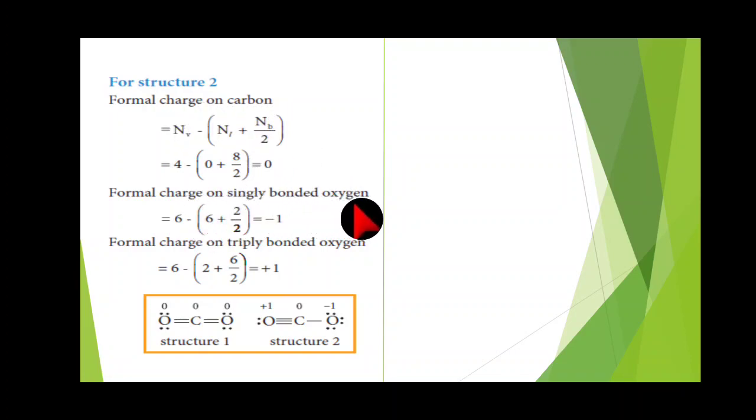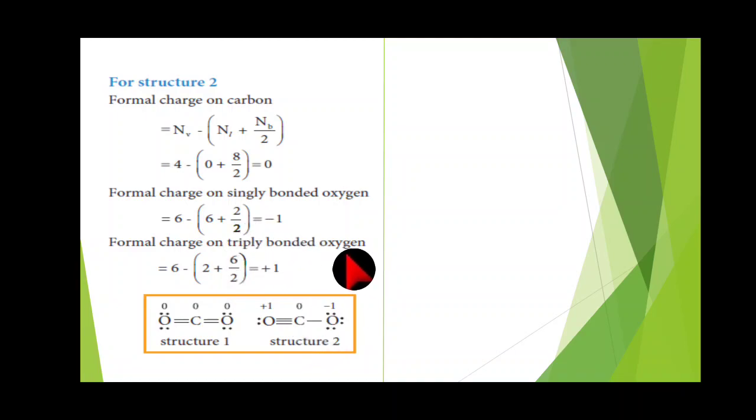Formal charge on the singly bonded oxygen. Singly bonded oxygen is here. Valence electron 6, NL, lone pair, how many electrons? 1, 2, 3, 4, 5, 6. Then bonding, only one bond. So 2 electrons by 2 equal to minus 1.